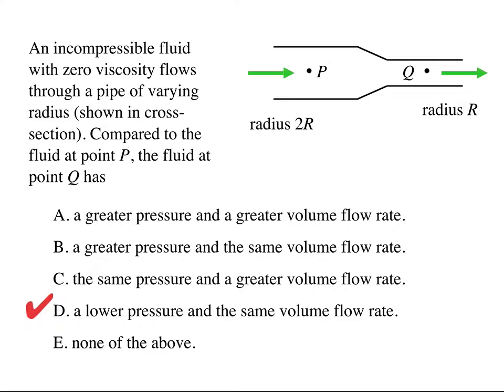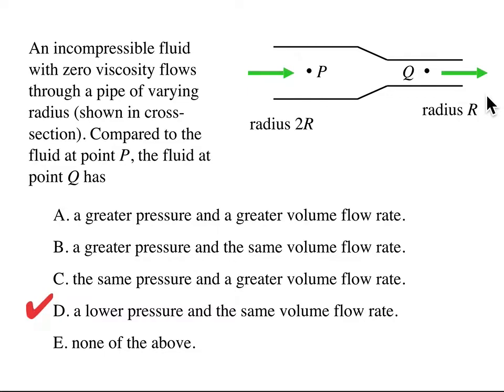We know the volume flow rate has to be the same everywhere in a pipe. If it's a completely filled pipe with an incompressible fluid, the volume flow rate has to be the same everywhere. But as I move from point P to point Q, the continuity equation tells me that the water has to move faster. It has to speed up as it moves from point P to point Q in order to keep the volume flow rate the same.